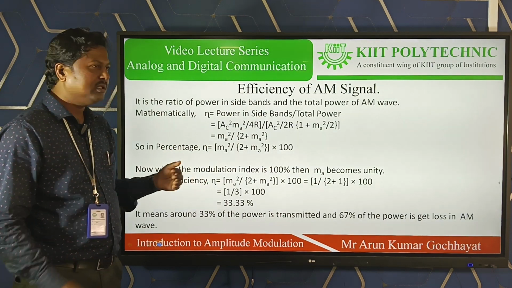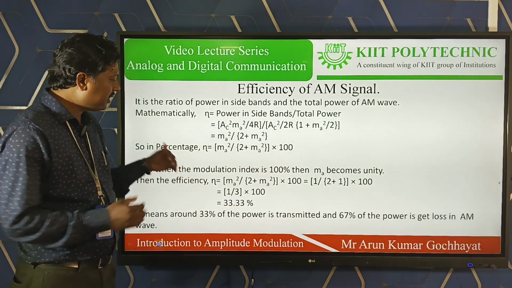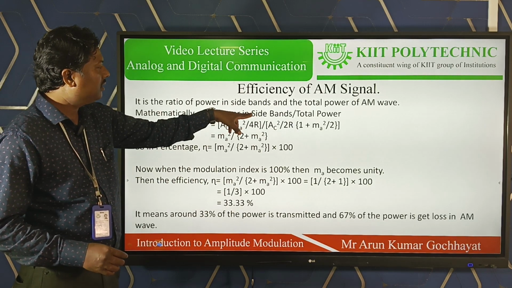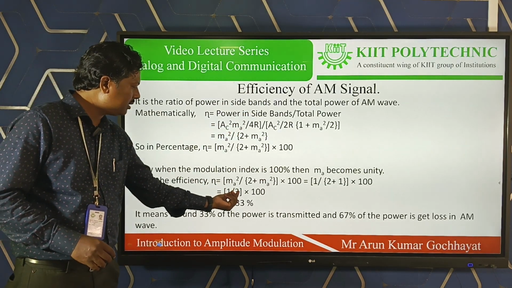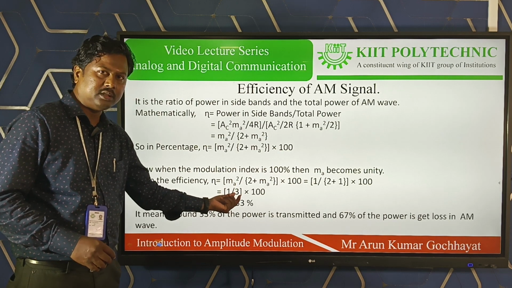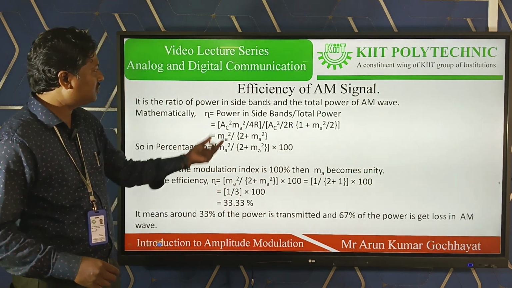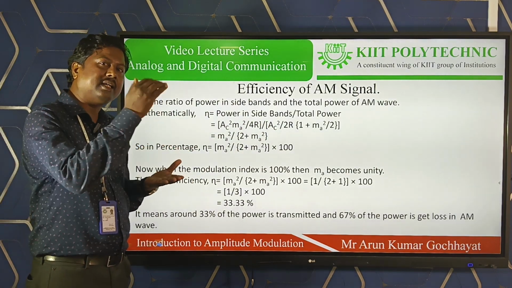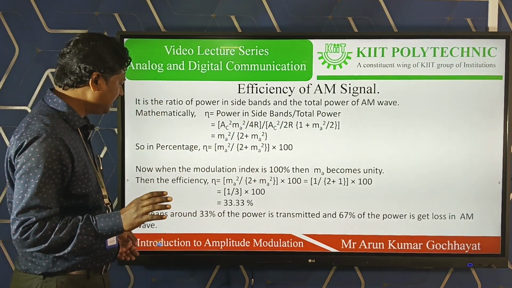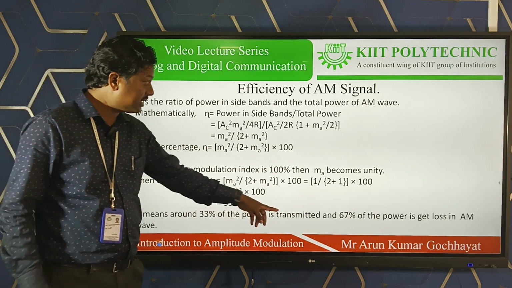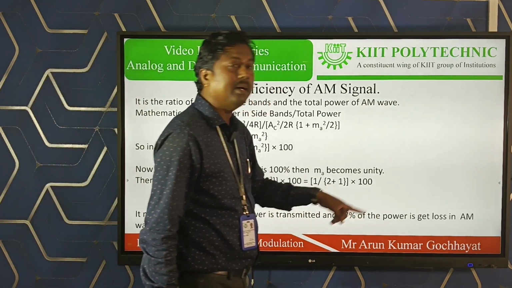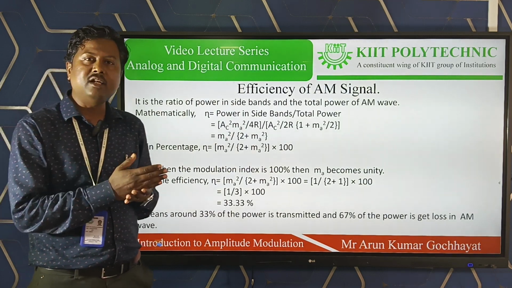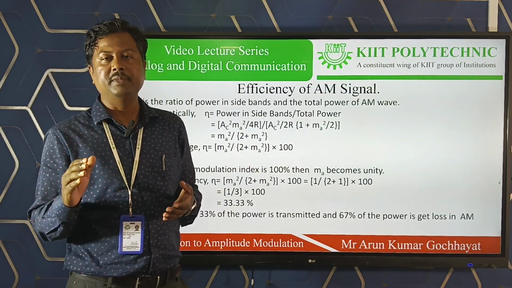Okay. So that means one of the three parts is the power associated with the sidebands, and that sideband contains the message signal itself. That means the remaining 67% is the power associated with the carrier portion, and in the carrier portion we will not have any message signal itself.